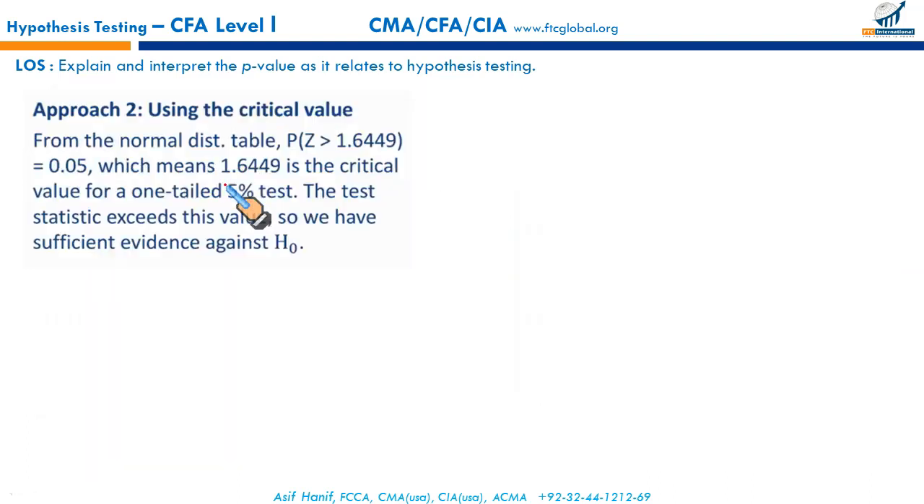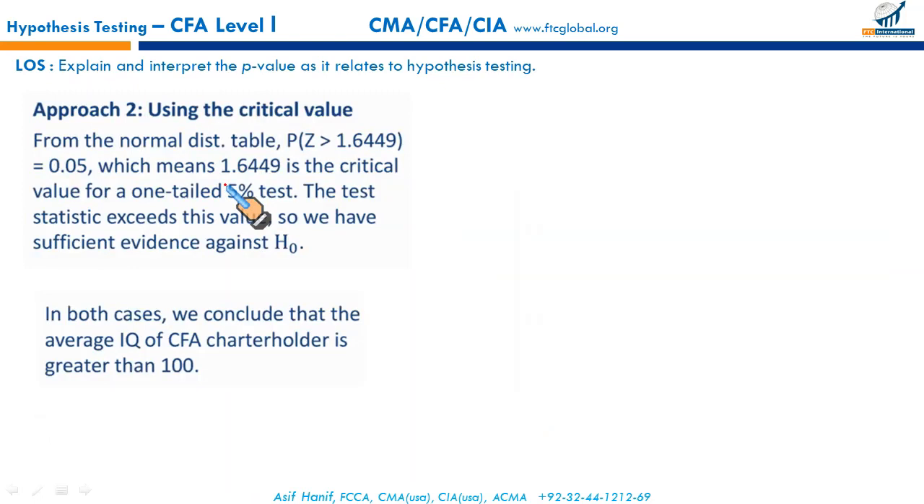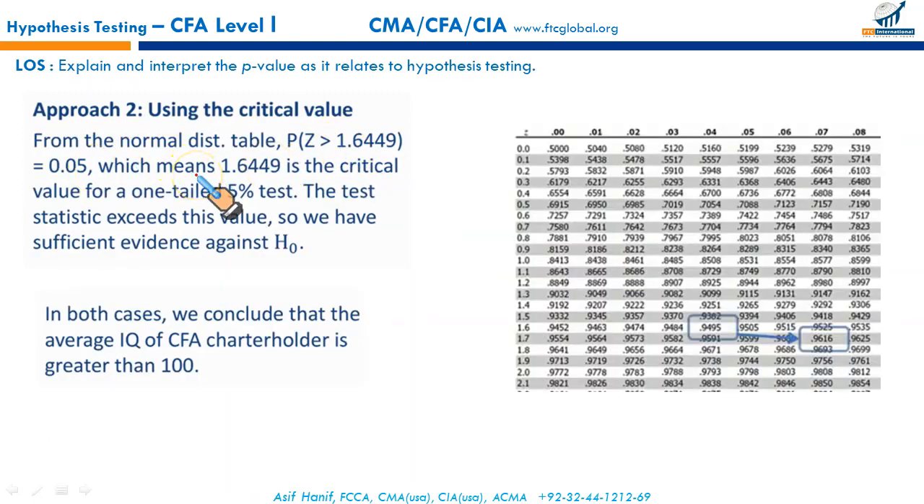How does it work? We can calculate the 5% probability, that is 1 minus 5% gives you 0.95. If you look at the table in reverse order, 0.95 comes approximately at this point, which is 1.64.